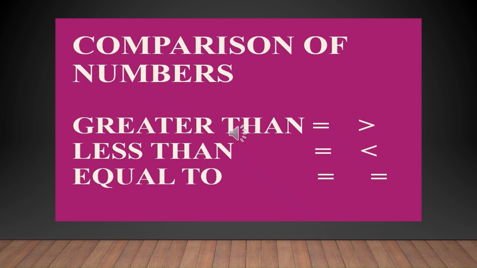How will you compare the numbers? Comparison of numbers is used to arrange the numbers in the ascending order and in the descending order. The following symbols are used in arrangement. They are greater than, the symbol is this, less than. These symbols are used to arrange the numbers in the ascending order and in the descending order. If the numbers are equal, we use the symbol equal to. If the numbers are greater, you will use the symbol greater than. If the numbers are less, we use the symbol less than.